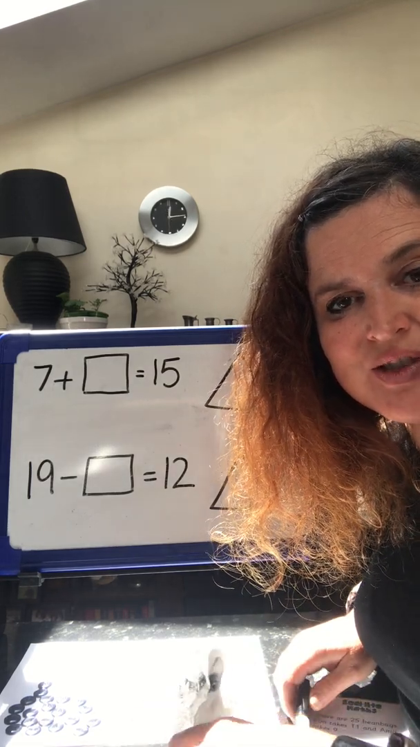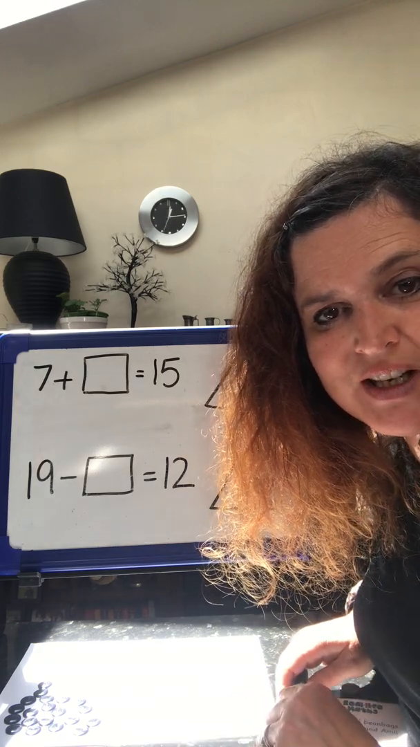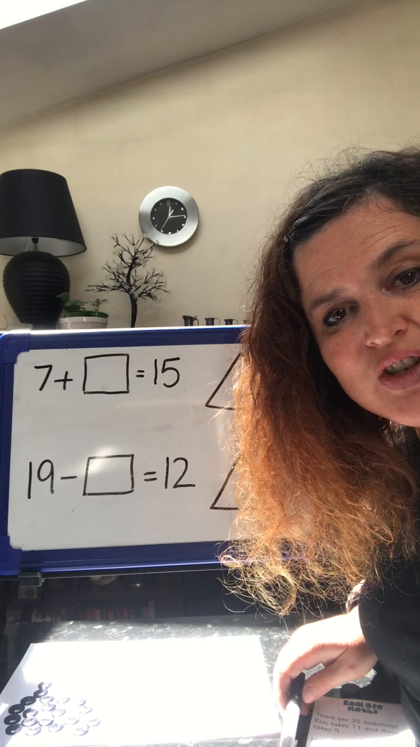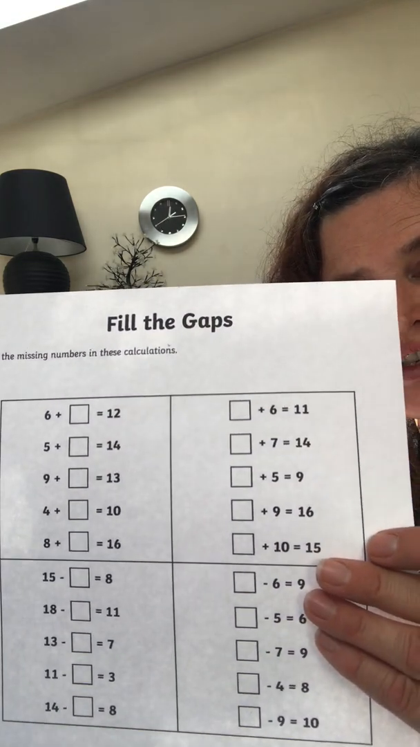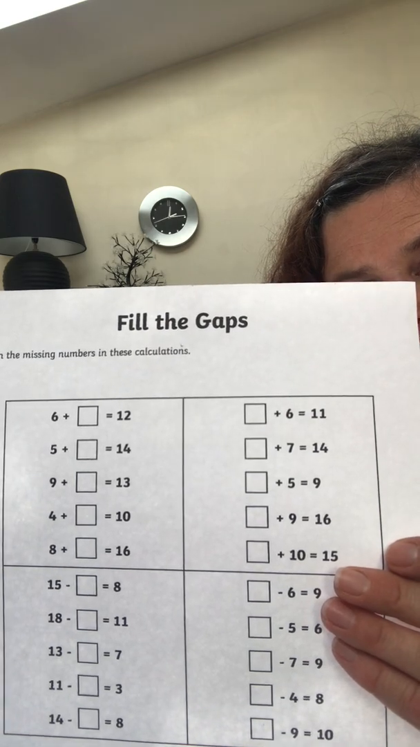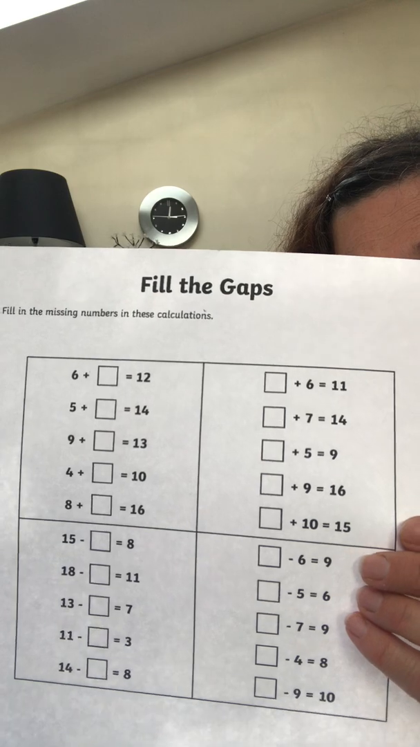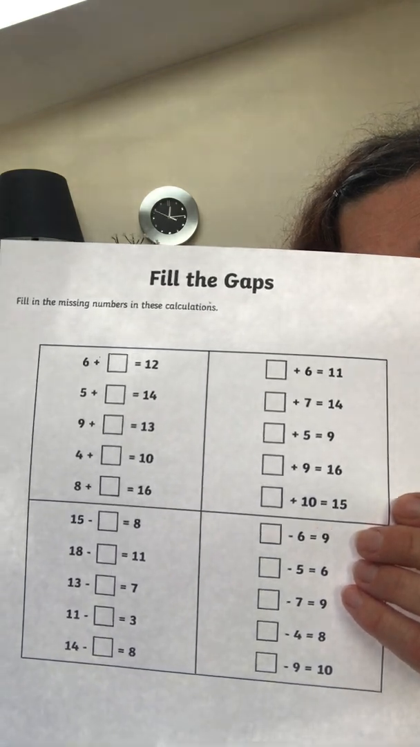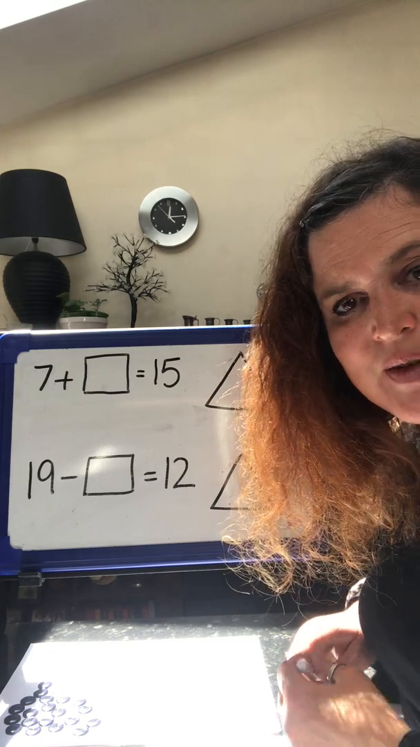So today we're going to be using our skills of addition and subtraction and apply them to problem solving. To start us off, we're just going to have a look at some missing number calculations. In your pack of the addition and subtraction pack, there's a sheet that's called Fill the Gaps, and it has a number of different missing number calculations to solve. If we just have a look at a couple of the examples together.